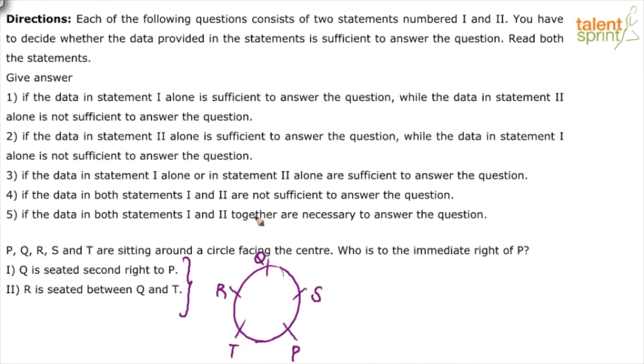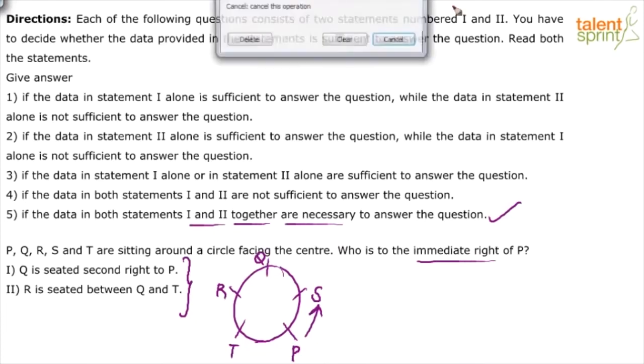Now that the arrangement is complete, can we find out who is to the immediate right of P? Yes, obviously, immediate right of P here is clearly known to us. How? Only when you combine both the statements. So, by combining the two statements, we are able to answer the question. And hence, the answer should be option 5, that the data in both statements 1 and 2 together are necessary to answer this question. Alright, so that's about data sufficiency here.